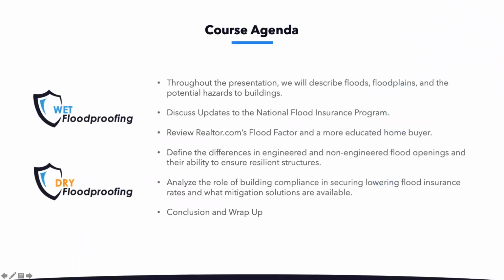So with that being said, today's course agenda: we're going to describe floods and what floods do to buildings, the potential hazards to them. We're also going to talk about the recent update to the National Flood Insurance Program, also known as Risk Rating 2.0. In talking about that, we're also going to look at Realtor.com's Flood Factor and the more educated home buyer when it comes to purchasing homes in the floodplain.